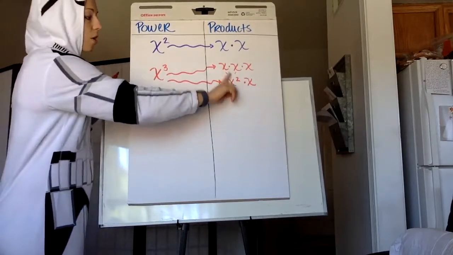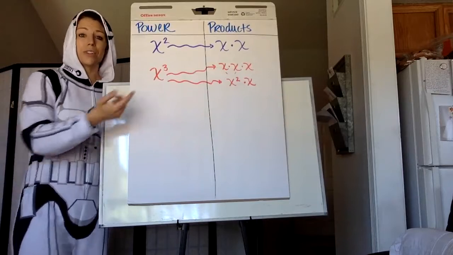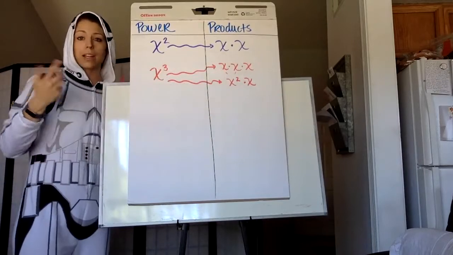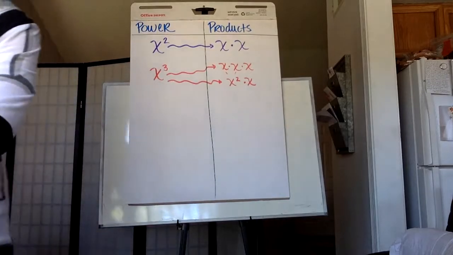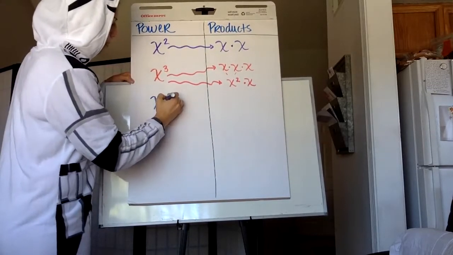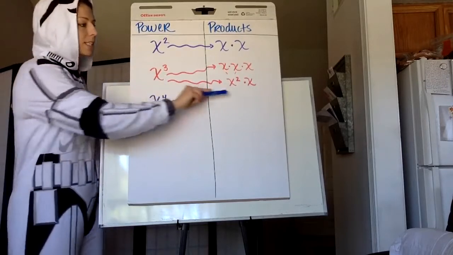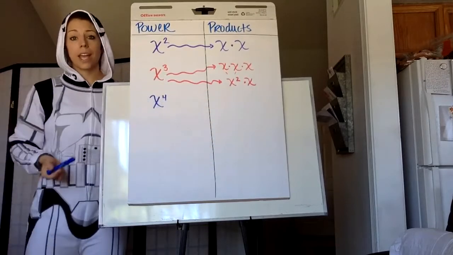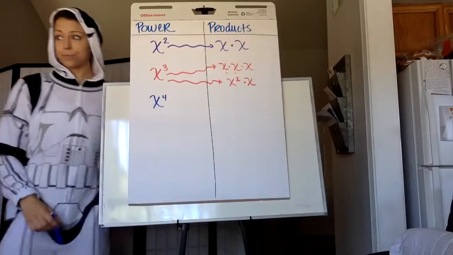So really, all 3 of these expressions are equivalent. There are just 3 different ways to write something to the 3rd power. Now I'm going to give you one to do on your own: x to the, you guessed it, 4th power. What I'd like you to do is pause the video and come up with as many different products as you can that are equivalent to x to the 4th power.